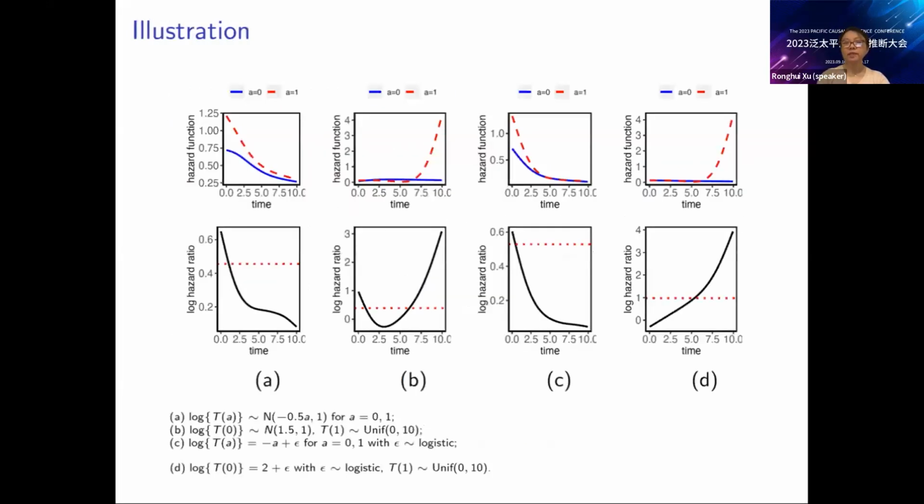And here's some illustration: if you have just arbitrarily two different hazard functions, you can plot their log hazard ratio, just divide and take the log. They could have different shapes. And this is numerically what the beta star, the average, is. That's the red dotted line.